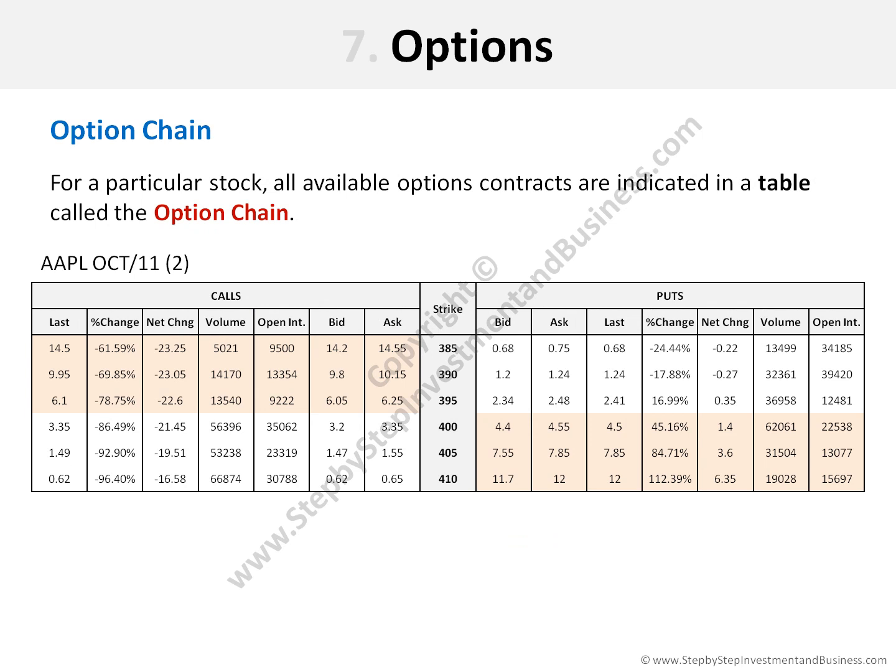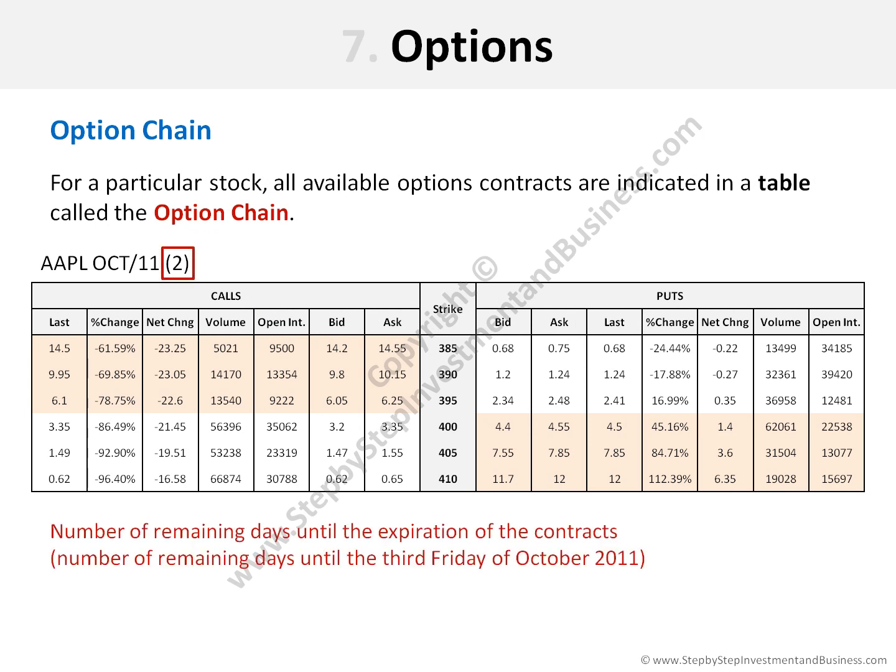Now let's see what is known as the option chain. For a particular stock, all available options contracts are indicated in a table called the option chain. Here's an example of an option chain. Notice that above the table, on the left, it is indicated that the contracts correspond to the Apple Company and expire in October 2011. In brackets, we can see the number of remaining days until the expiration of the contracts. In this case, the number of remaining days until the third Friday of October 2011 is 2 days.